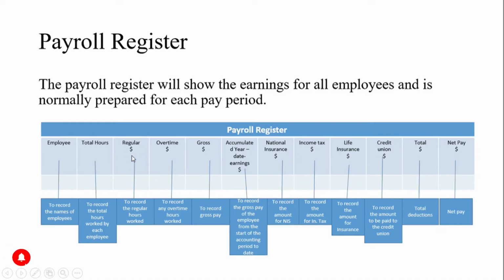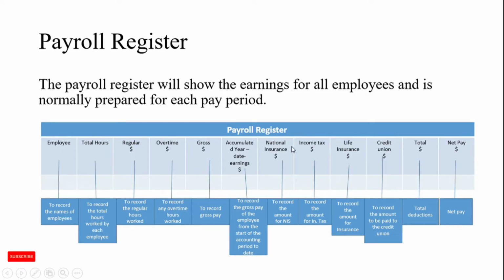Then you have the regular hours or the regular pay. This is used to record the regular hours worked by the employee. The overtime column is to record any overtime hours worked. The gross pay column is to record the gross pay, that is the pay that you receive before statutory and non-statutory deductions are taken out. And then you have the accumulated year-to-date earnings, and that is to record the gross pay of the employee from the start of the accounting period to date.